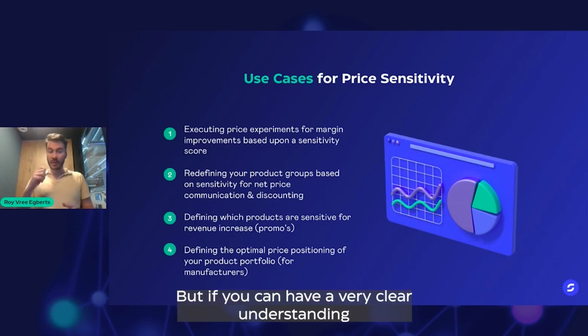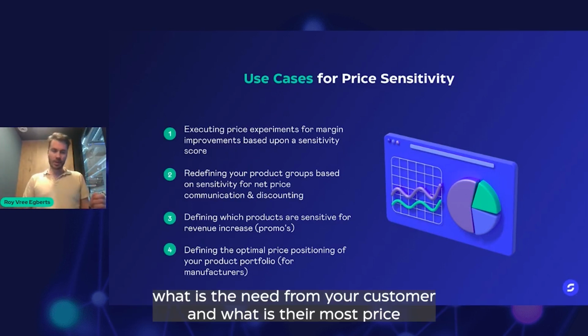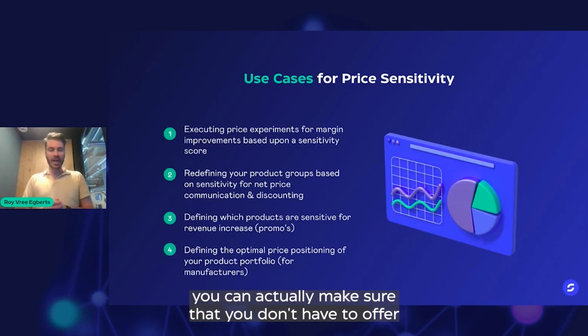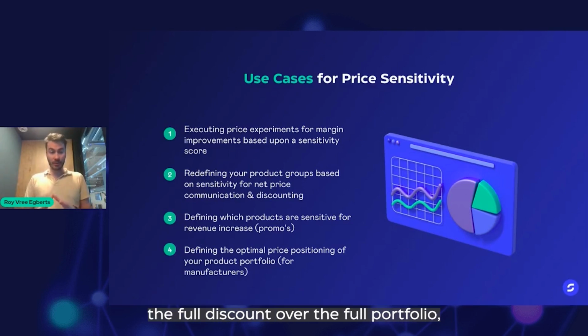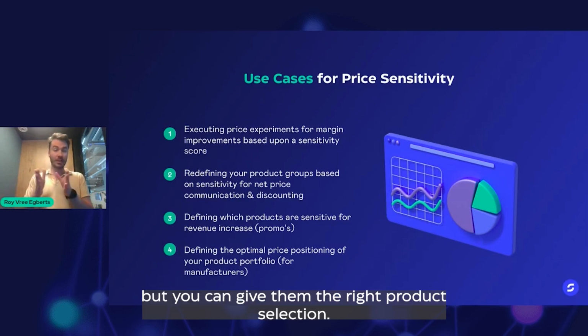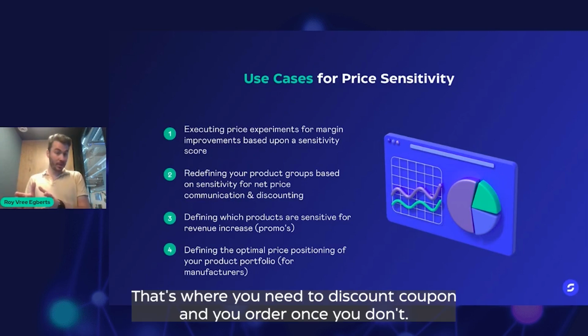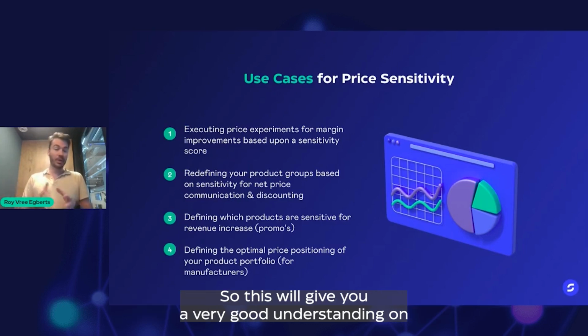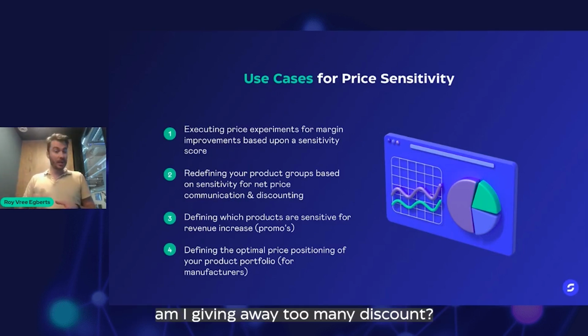But if you can have a very clear understanding of what is the need from your customer and what are their most price sensitive products, you can actually make sure that you don't have to offer the full discount over the full portfolio, but you can give them the right product selection. That's where you need to discount upon. And the other ones you don't. So this will give you a very good understanding on, am I giving away too many discounts?